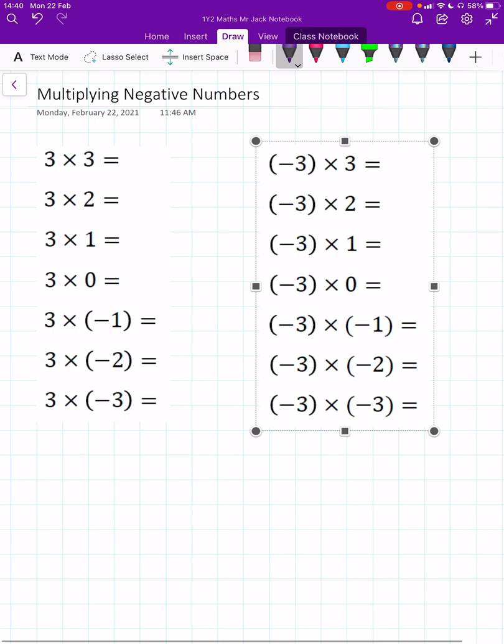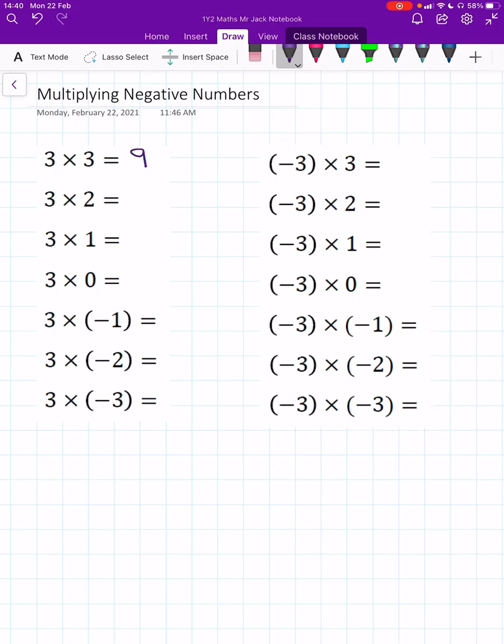We've got 3 multiplied by 3. I'm just looking at this first column here, so I'm working down this row here. 3 multiplied by 3, I hope we all know 9, no problem there. 3 times 2 is 6. 3 times 1 is 3. So far so good. Just our 3 times table. 3 times 0, anything multiplied by 0 is 0, isn't it?